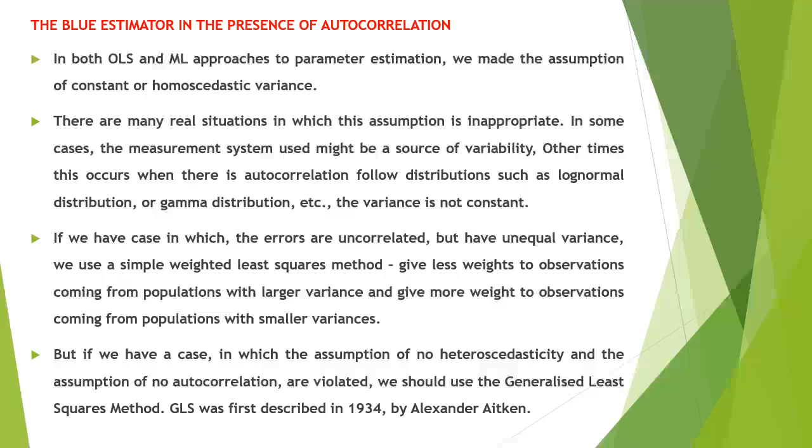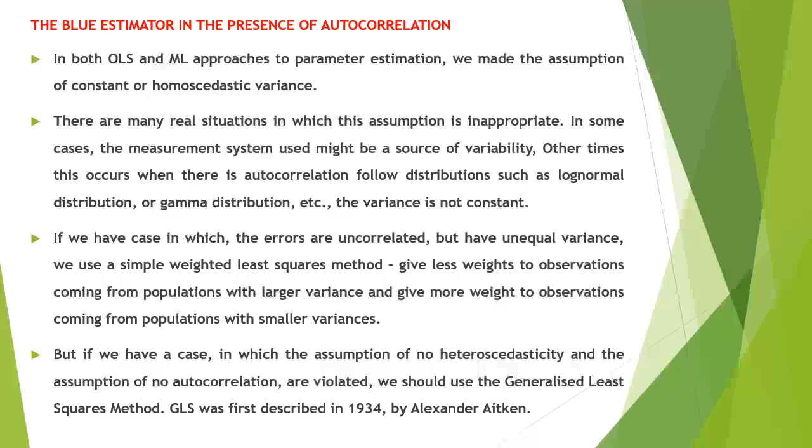Also, when the underlying distribution is continuous but non-normal or skewed, such as the log normal distribution or gamma distribution, then the variance is not constant. In the OLS method, we assume that the variance of the observation is unrelated to the mean. But in many cases, variance is a function of the mean.